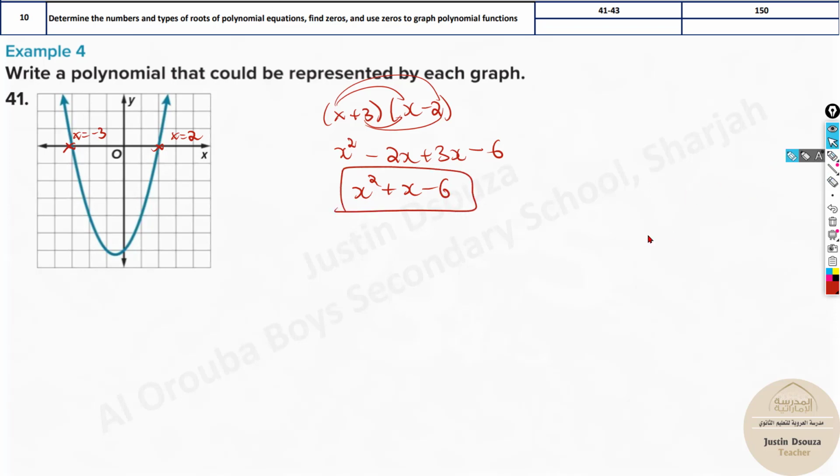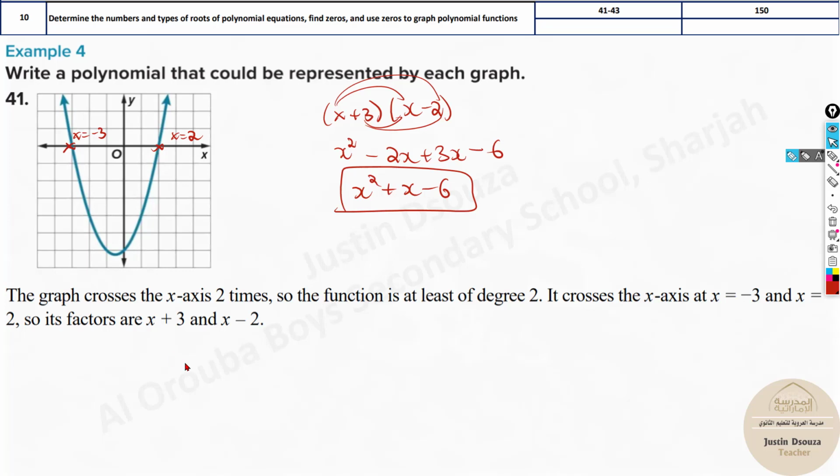So wait a minute. We have to write the other things as well. Let's see how many roots there are. There are 2 real roots. So the degree must be at least 2. This is important. If there are 2 solutions, the degree can be more than this or at least 2, because there are 2 solutions. And here they have asked where it crosses. It crosses the x-axis at minus 3 and 2.